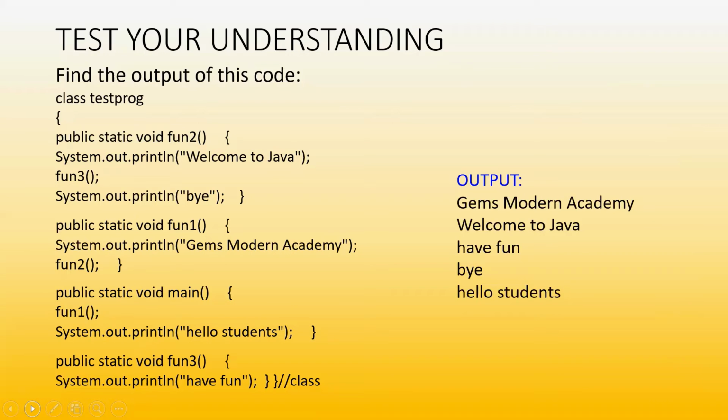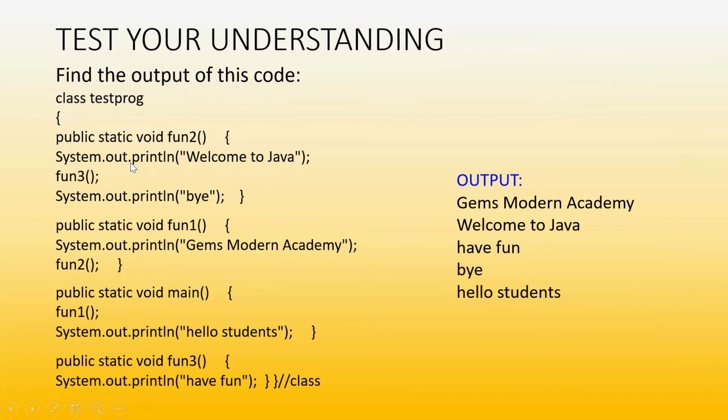So what happens in this code? First the Java compiler finds the main method. Now when you see the main method, it calls the function fun1. Then we go to the fun1 method, where it tells to print Gems Modern Academy. Hence the first line is Gems Modern Academy. And then it calls the function fun2. Now we go from fun1 to fun2. And here it prints welcome to Java.